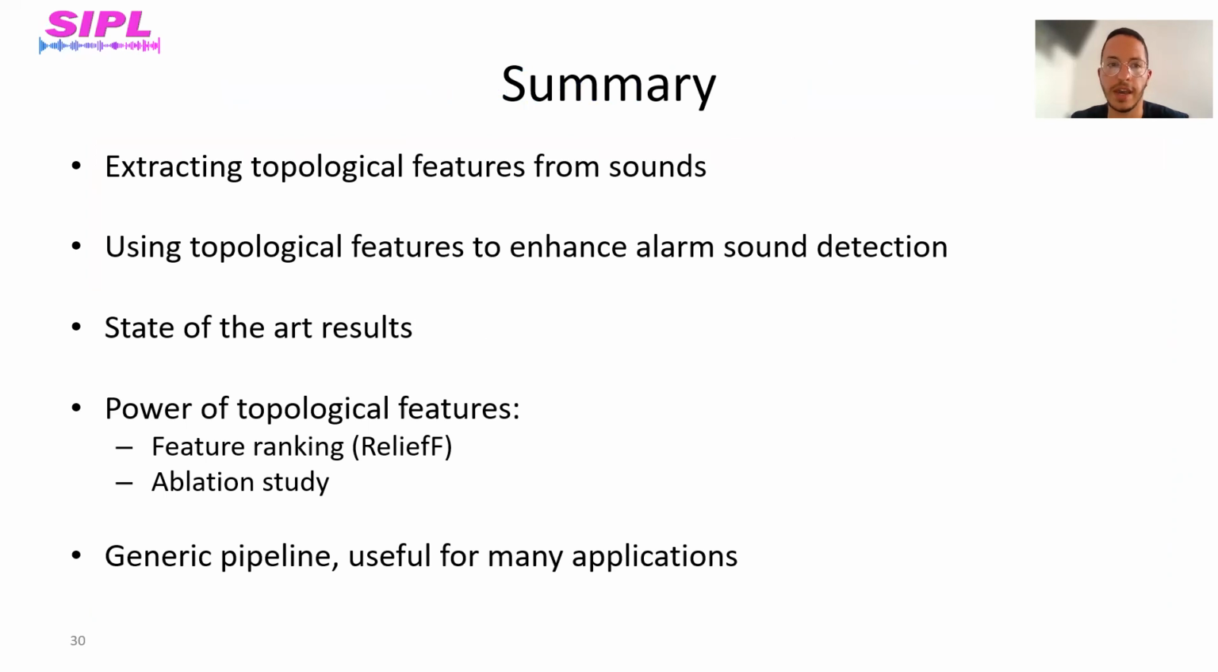So to summarize, we extracted topological features from sound signals and used them along with the classical signal processing features to have a better detection of alarm sounds. We achieved state-of-the-art results, and we presented the power of the topological features, also using an ablation study and a feature ranking algorithm, ReliefF. The pipeline that we presented here is very generic. It can be used in many other applications and as a part of maybe a bigger process.